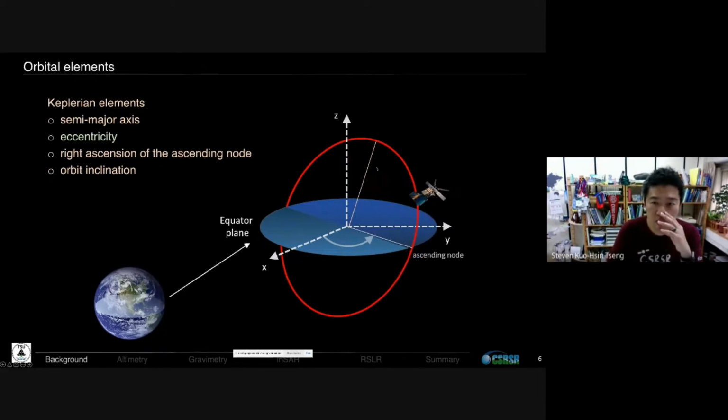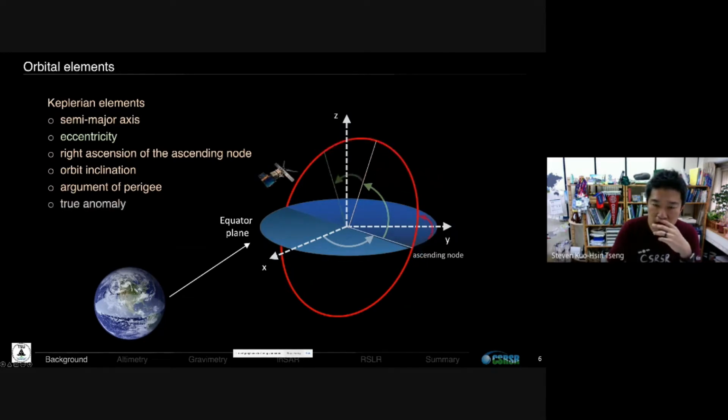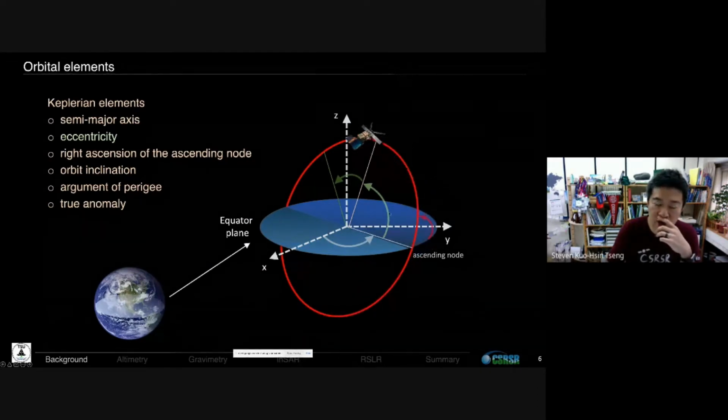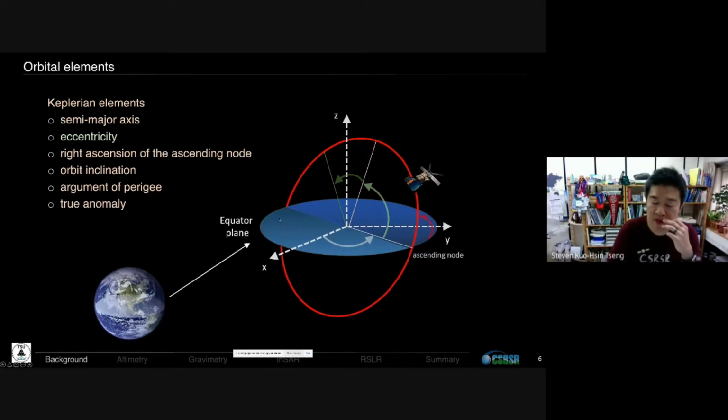For example, as you can see, the first line here between the geocenter and this point is called the perigee. The red one is the orbital plane, or the outline of the orbit. You can see that it's revolving around the geocenter. You can imagine that this blue plane is the equator plane. The equator plane is the projection of the equator, and then it becomes this blue plane.